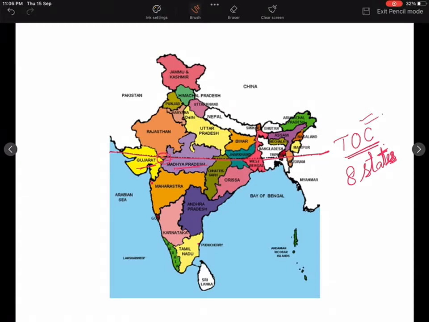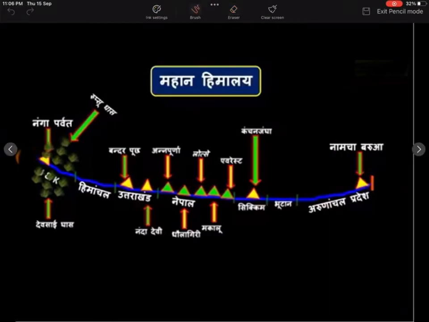You have to remember even the position of these states on the map of India as well. That's why in the very beginning I was telling you to learn the map of India, so that you can easily locate these states. Let's move on to the next slide, the peaks of the Himalayan range, that means the Greater Himalayas.